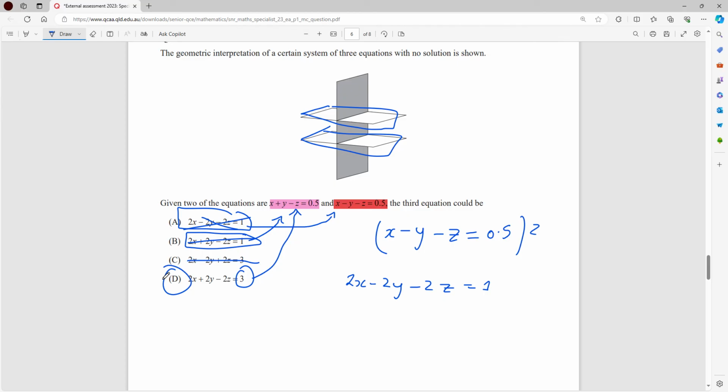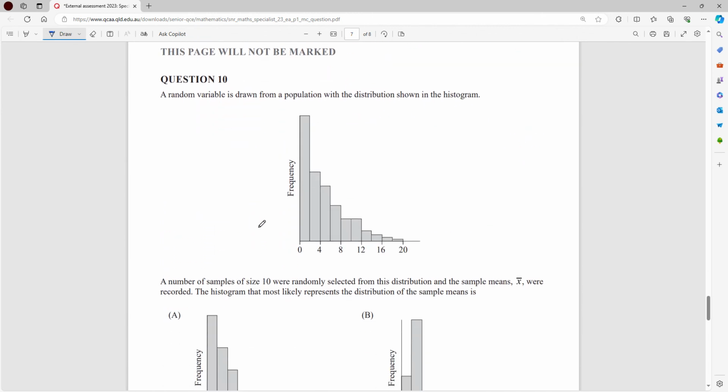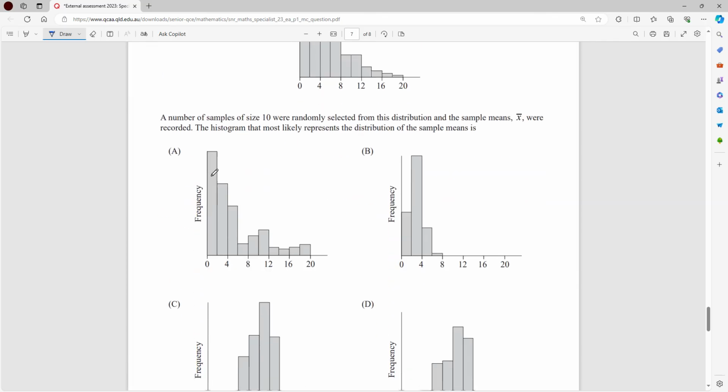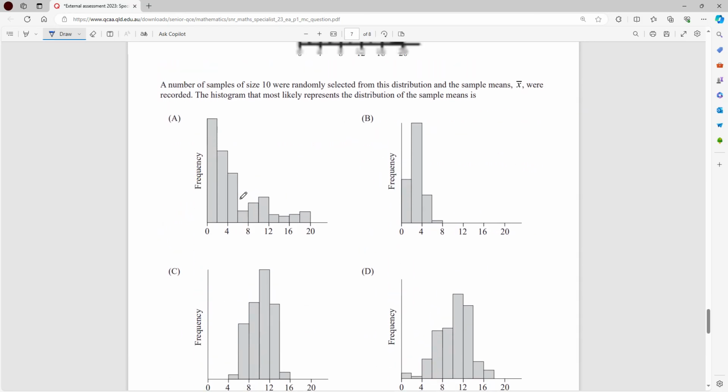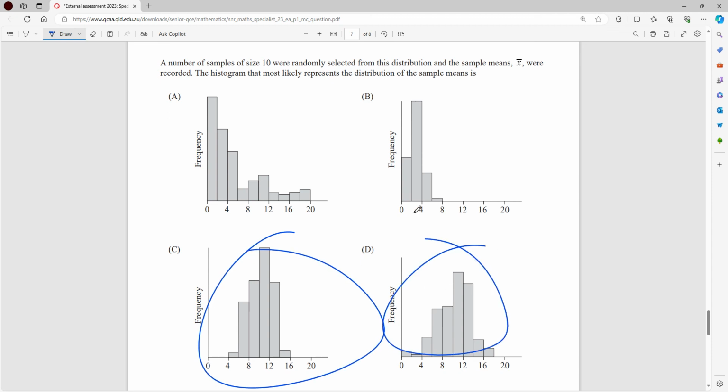Okay, righto. So now let's take a look at question 10. A random variable is drawn from a population with a distribution shown in the histogram. Frequency, a number of samples of size 10 were randomly selected from the distribution and the sample means x-bar were recorded. The histogram that most likely represents the distribution is. For starters, when you take a sample, it's going to start to look like a normal distribution. So we're looking for a shape like this or this or this.